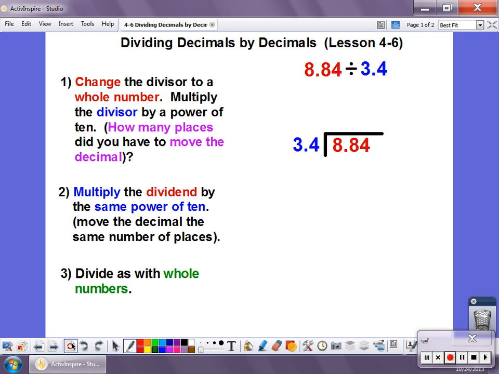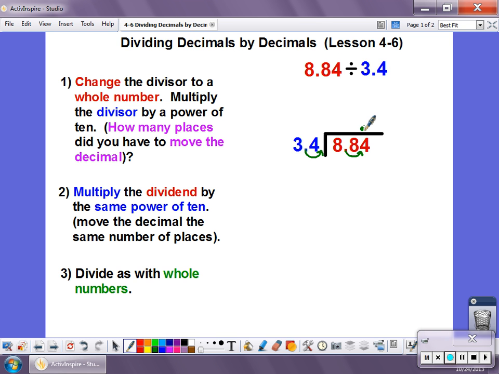Now, whatever power of 10 we use to multiply this number by, we have to multiply our inside number, or our dividend, by the same amount. So if I multiplied 8 84/100 times 10, essentially what would happen is my decimal point would move one place to the right. So the shortcut that we often use says, just figure out how many places you have to move the decimal point outside in your divisor and move your decimal point in your dividend the same number of places. Okay, and that's the rule that you need to follow whenever you're dividing by decimals.